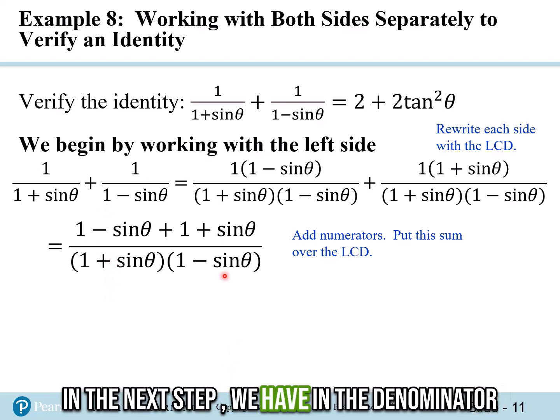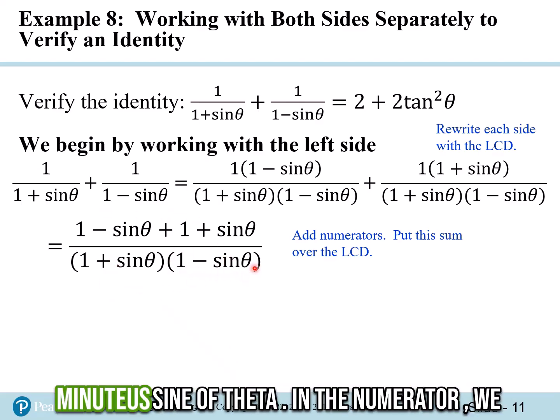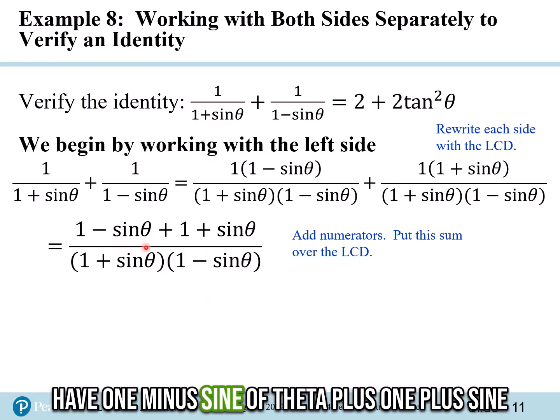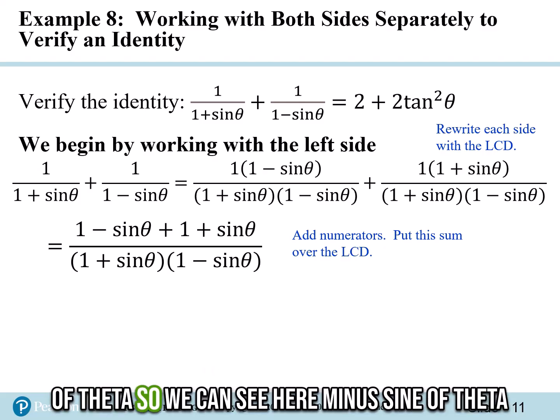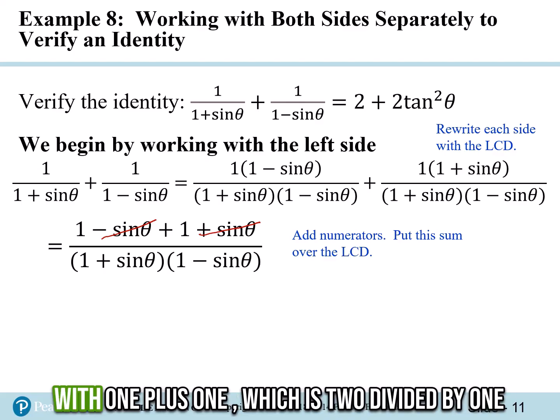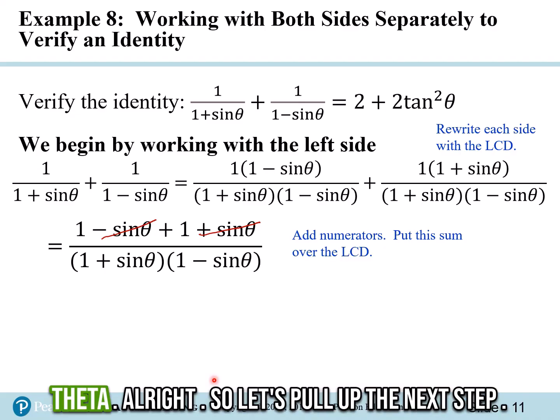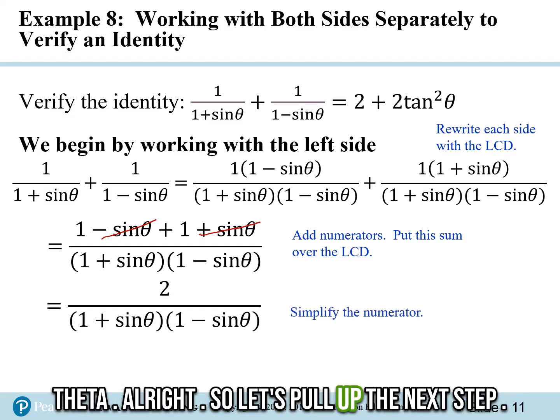In the next step, we have in the denominator 1 plus sine of theta multiplied by 1 minus sine of theta. In the numerator, we have 1 minus sine of theta plus 1 plus sine of theta. So we can see here minus sine of theta plus sine of theta will zero out. We will end up with 1 plus 1, which is 2 divided by 1 plus sine of theta times 1 minus sine of theta. Right? So let's pull up the next step.